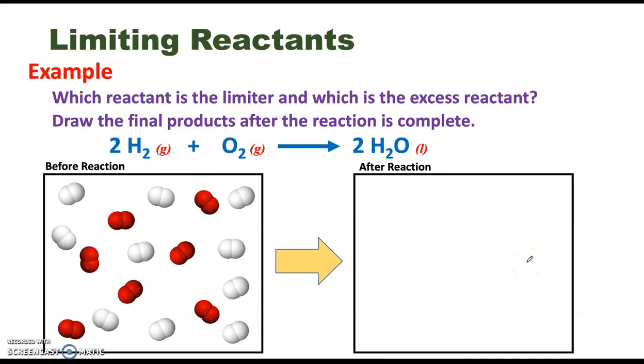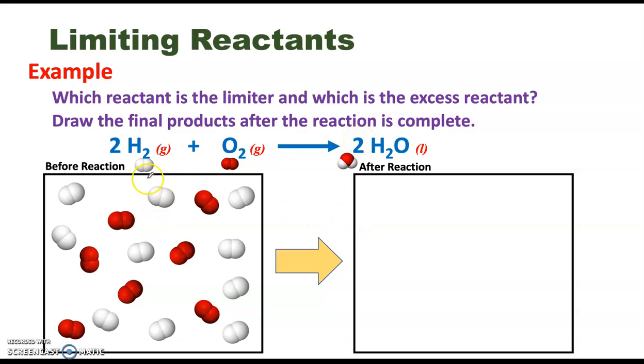So I want you to do the same thing I just did in that slide. Pause this. I believe this is in your notes. And draw this and figure out which one is the limiter and which one is in excess. Now the white is hydrogen, the red is oxygen, and then you can see water over here.